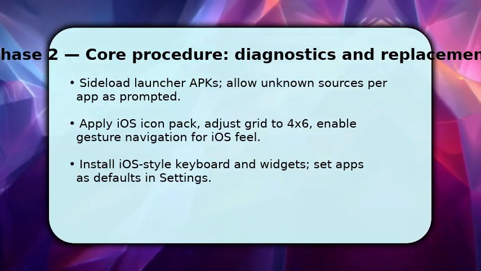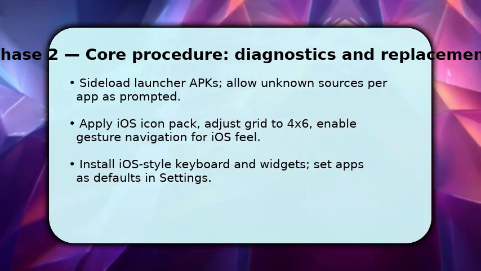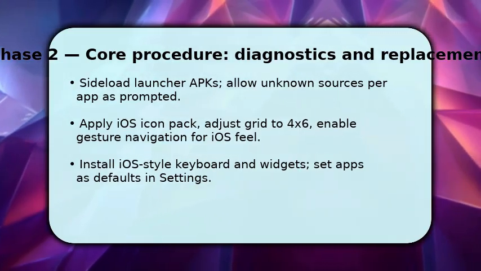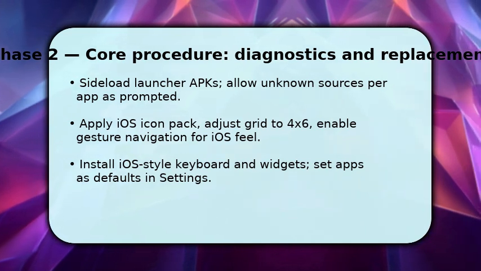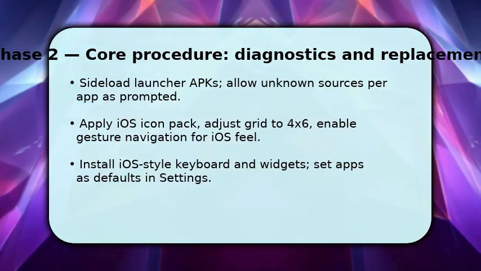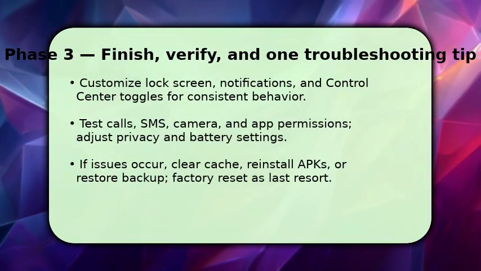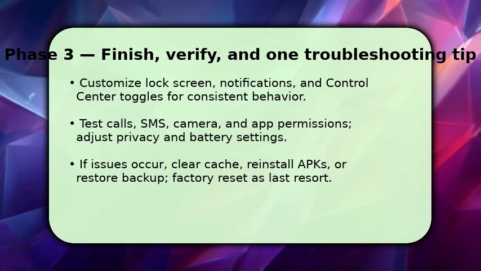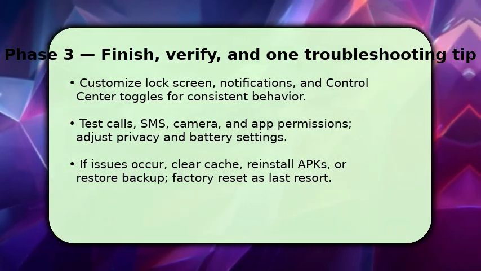Then enable gesture navigation and assign the launcher and keyboard as defaults in settings. Also add iOS-style widgets and configure Control Center shortcuts. This sequence recreates iOS workflows while you finish by customizing lock screen, notifications, and Control Center toggles so behavior matches expectations. Then test core functions, calls, SMS, camera, and app permissions.